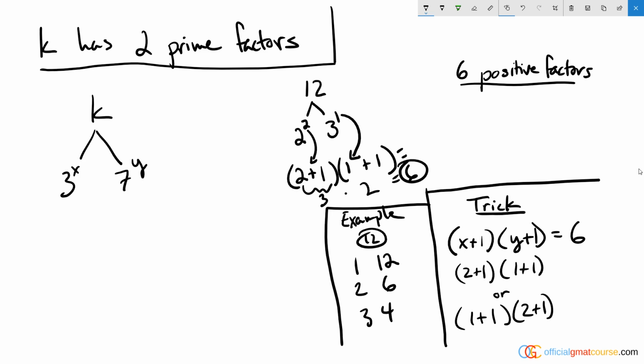And this is just a trick. This is just something to put on a note card and memorize. It's a quick way to find the number of factors that a number has based on its prime factorization.